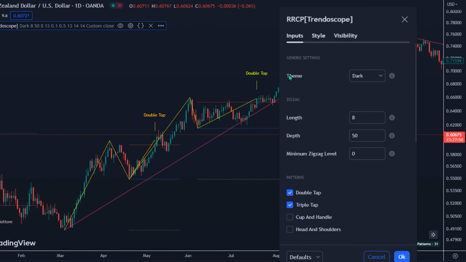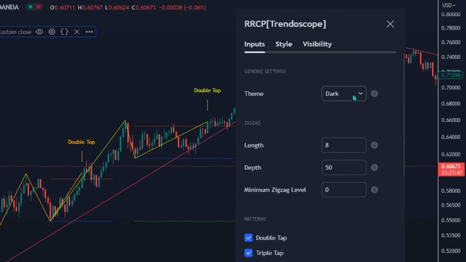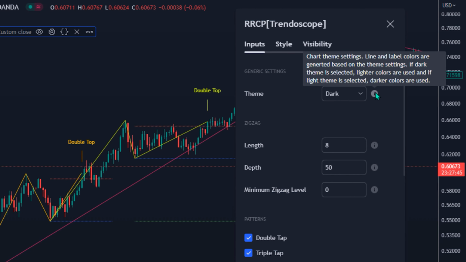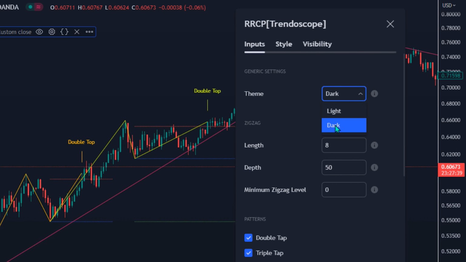The theme option gives the chart theme settings. Line and label colors are generated based on the theme settings. If a dark theme is selected, lighter colors are used, and if a light theme is selected, darker colors are used. Next is the length. Zigzag length for level 0 zigzag. By default, it's 8.